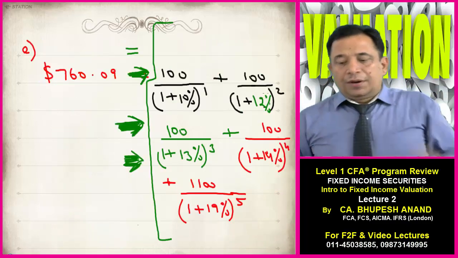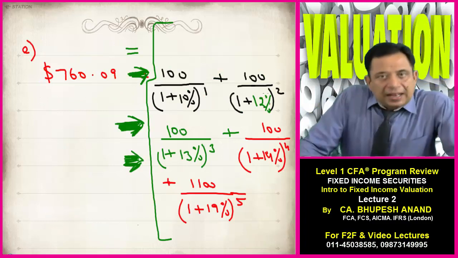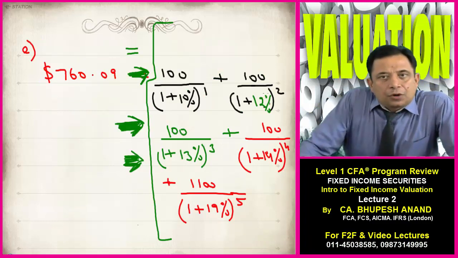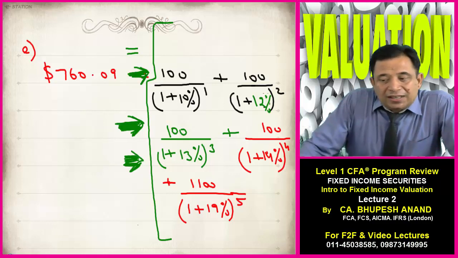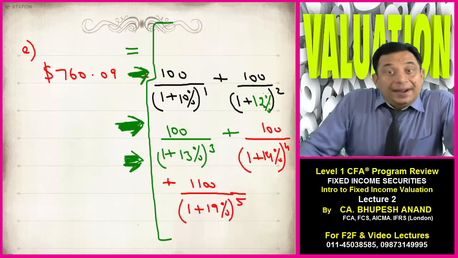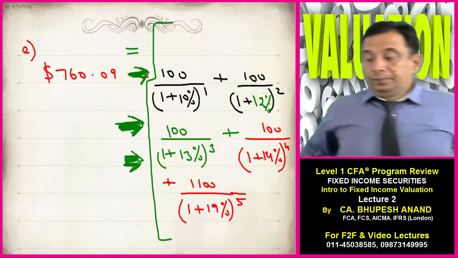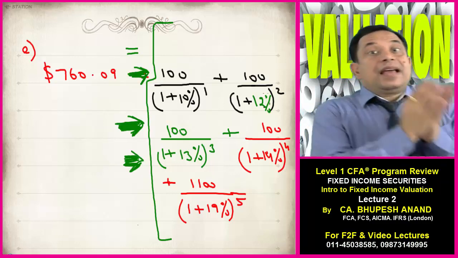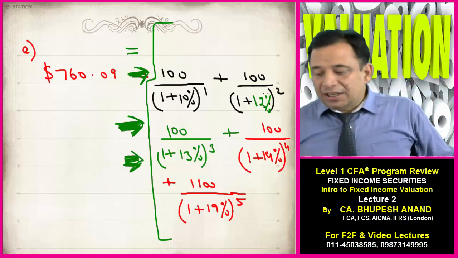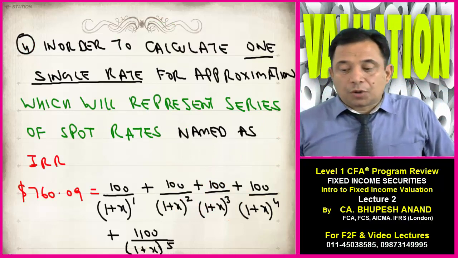So now the main point is, this is the equation which I have prepared for you. 760.09 is the value of a bond if these are the spot rates: 10% for the first year, 12% for the second year, 13% for the third year, 14% for the fourth year, and 19% for the fifth year. It means depending upon the maturity, we have different interest rates. So in case of a zero coupon bond, we'll be using the spot rates.